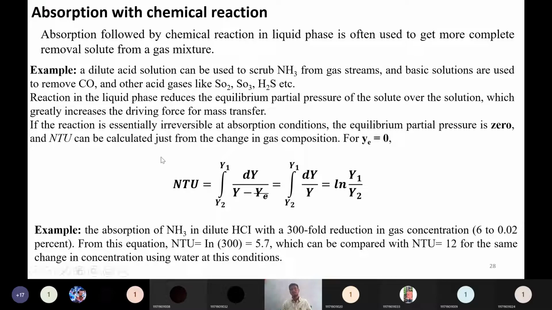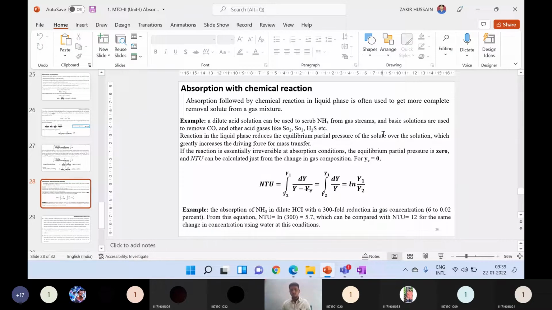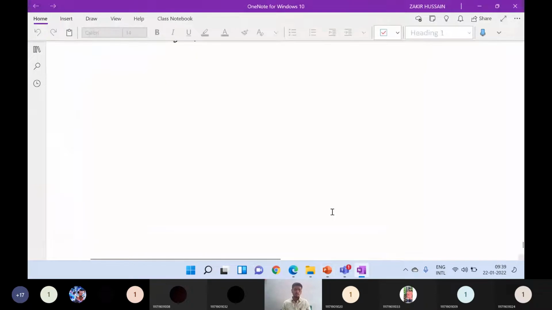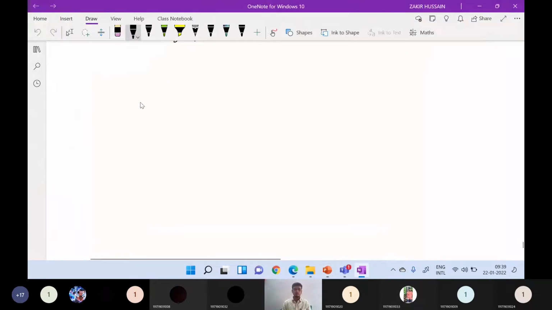So if the reaction is essentially irreversible at absorption conditions, the equilibrium partial pressure is 0 and NTU can be calculated just from the change in gas composition. That is, if the equilibrium composition is 0, then what happens? Obviously, the NTU equation will be reduced.